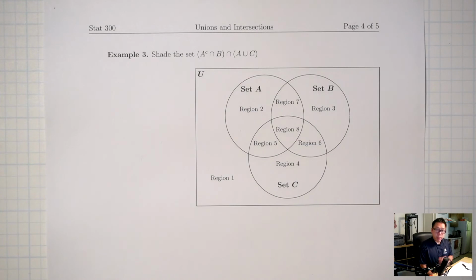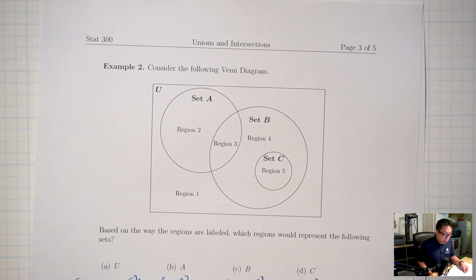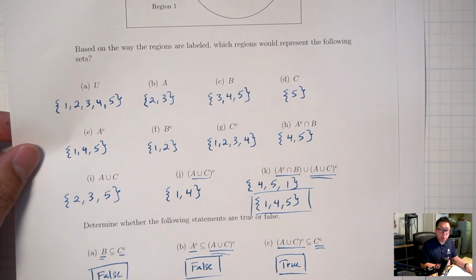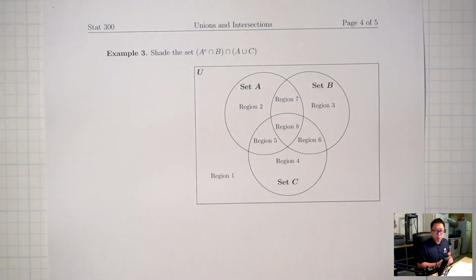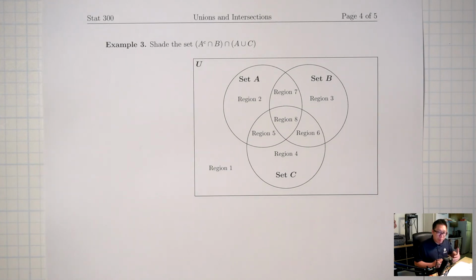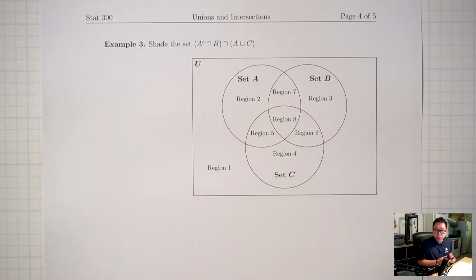Example 3. So here we have another Venn diagram. This example is not that different than example 2 that we just did. The only difference is in example 2, we had all these parts that kind of just walk you through the steps. Here in example 3, we don't have those parts A, B, C, D, E, F. But I recommend you do all those parts anyway. Okay, so here we have regions 1, 2, 3, 4, 5, 6, 7, 8. So we have 8 regions here.